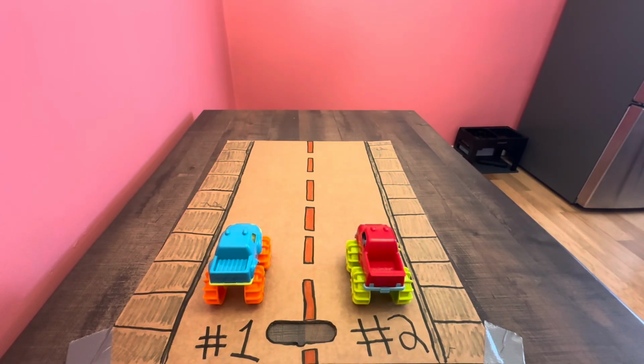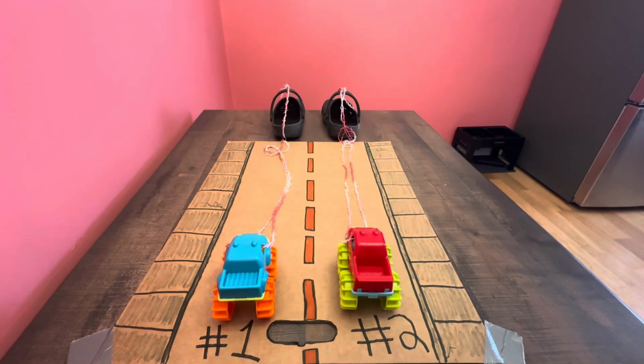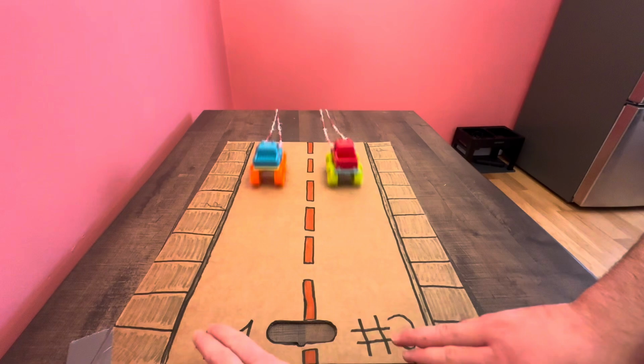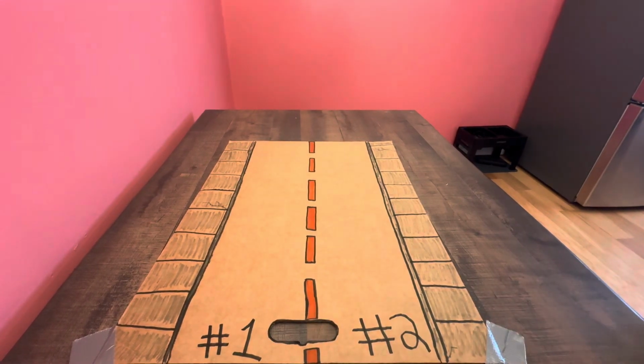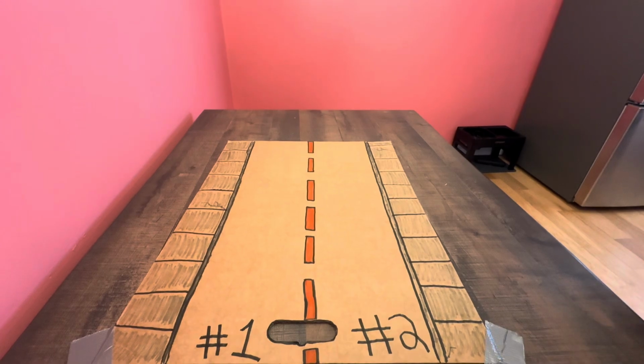To show the difference in acceleration, I have 2 toy trucks, both tied to a string, both tied to a shoe that will be an equal pulling force when I let go. When the trucks are the same mass, they accelerate at the same rate, but if I add a weight to one of them, you'll see that the lighter truck accelerates at a greater rate.